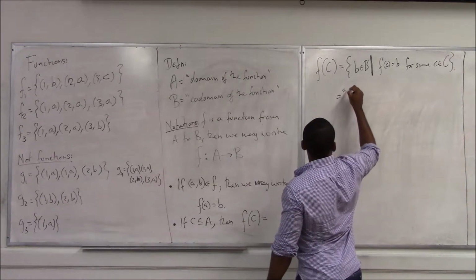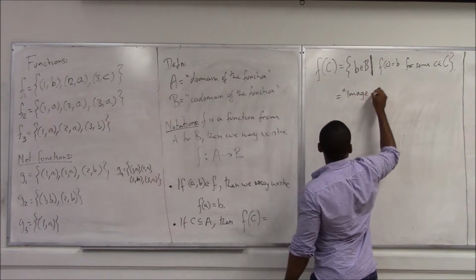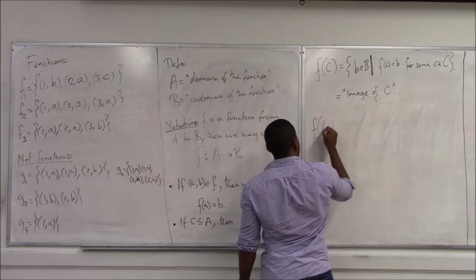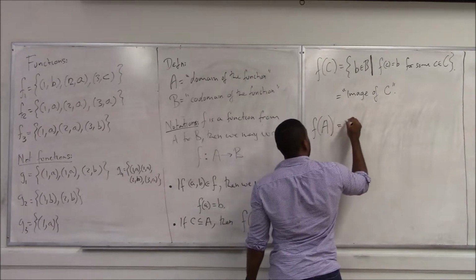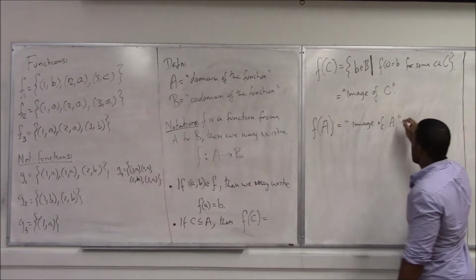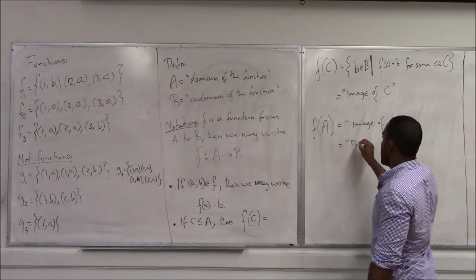This is called the image of C. We can also talk about f of A. This is called the image of A. This is also called the range of the function.